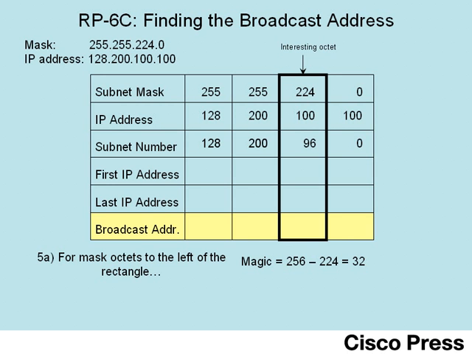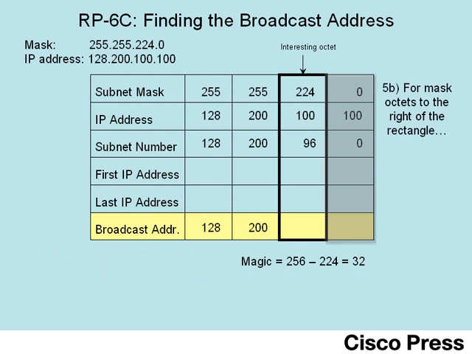So to begin process RP6C, we start with step 5, and step 5A in particular says, look at the mask octets whose value is 255, or visually, look at the octets to the left of the rectangle. For those octets, we simply copy the subnet number's value down to the broadcast address. Simple enough. Then for any octets fully to the right of the rectangle, or octets whose mask value is 0 if you prefer, we're going to write down a 255 in that octet of the broadcast address. So, in step 5A, we copied the subnet number octets, and in step 5B, we wrote down 255s in the octet to the right, leaving a single interesting octet to figure out the value for.